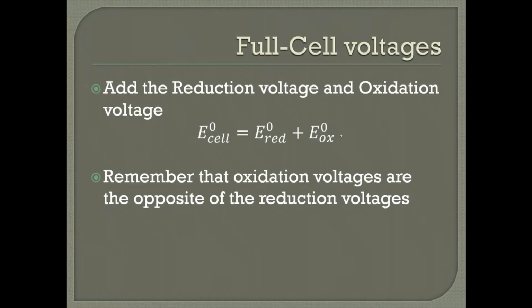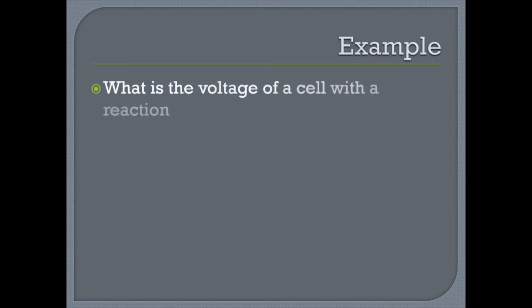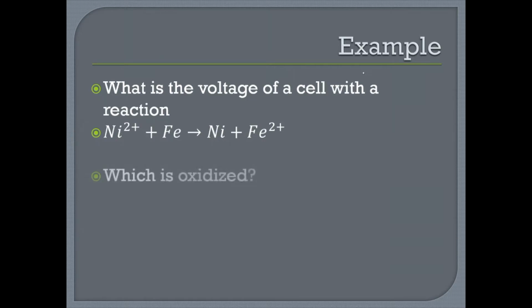Alright, so let's go through an example of this. Let's suppose we have a cell composed of the following two substances: nickel ion and iron, and then they will combine together to create nickel and iron ions. So when you're given this situation, you have to first identify what substance is being oxidized, so which substance is losing electrons, and which substance is getting reduced, or which substance is gaining electrons.